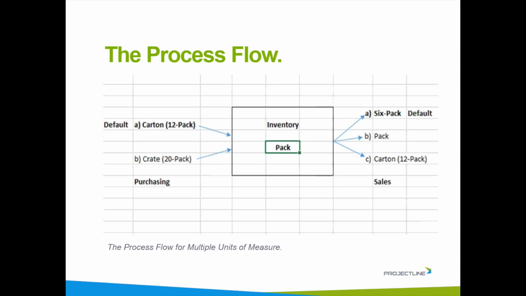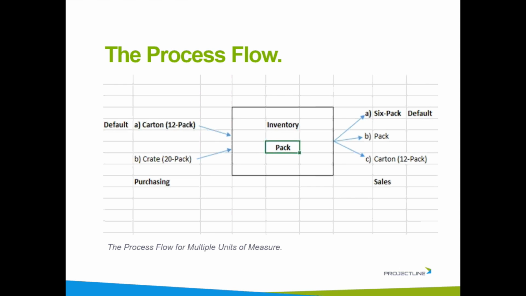Question 1. What are our units of measure defaults, and can they be changed? So let's answer our first question. The purchasing unit of measure default is the carton, and the sales unit of measure is, as we've already mentioned, the 6-pack. The inventory default is the pack. It cannot be changed once the inventory transactions have taken place. The purchasing and sales units of measure, on the other hand, can be changed.